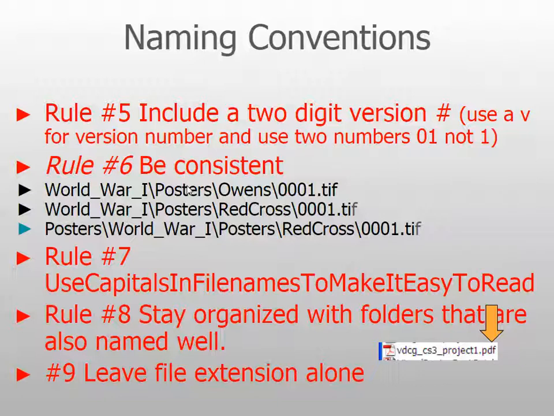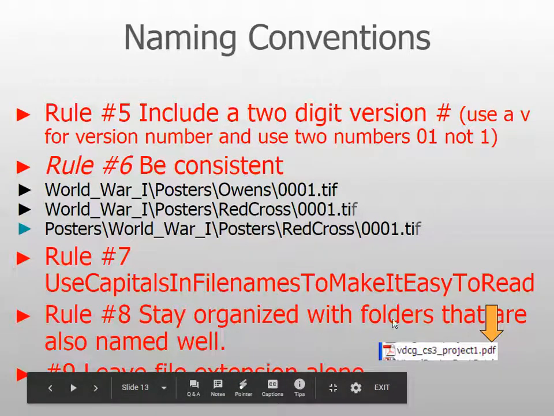Okay, be consistent. So for example, I had a folder called World War I posters, and I had another folder called World War II posters, and then on this one I called it posters/World War. Well, I switched my consistency here. So do I start off with the main topic, or do I switch to what it is? All right, next. Rule number 7, use capitals. Let's see how I used a capital letter in the file names. It just makes things easier to read. If you want to put spaces, you can, but sometimes it's nice if you just put capitals because it makes the file name quite a bit shorter. Rule number 8, stay organized with files and folders that are also named well. We kind of already covered that.